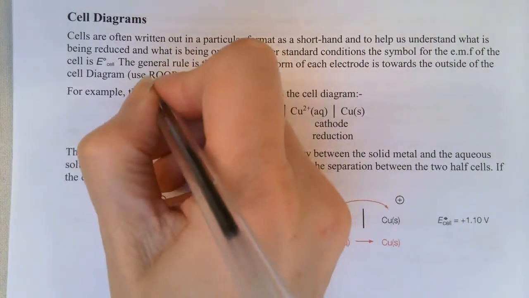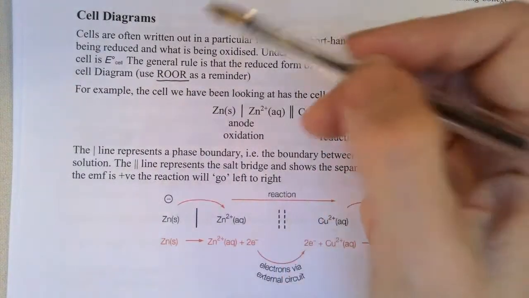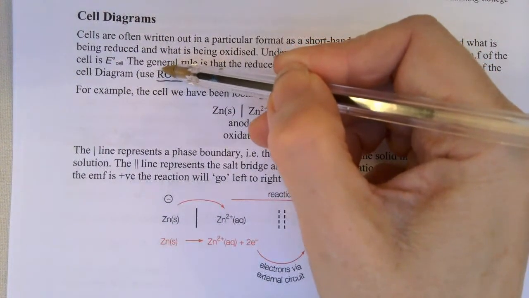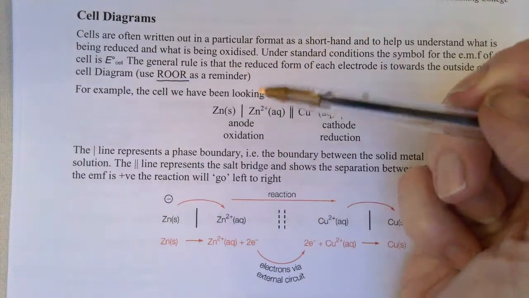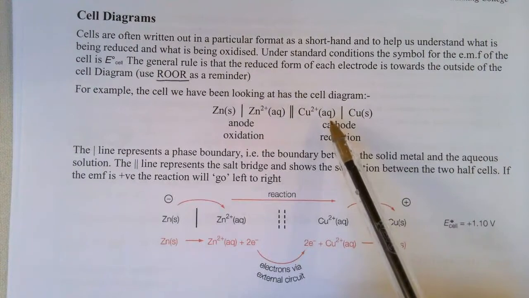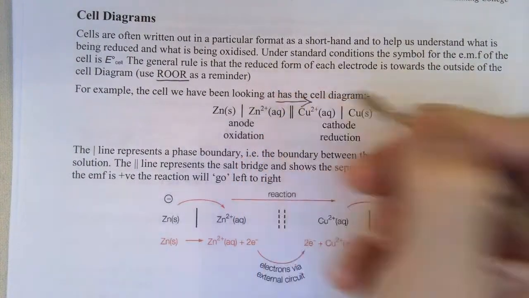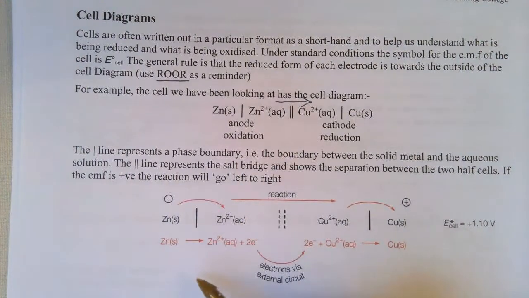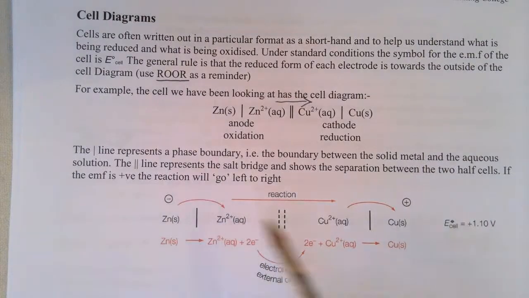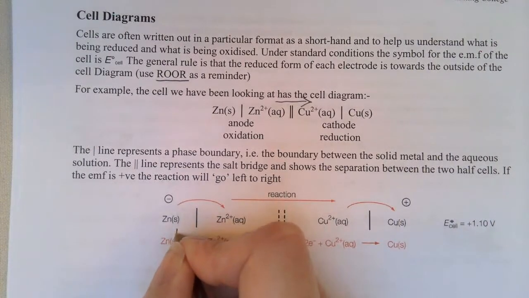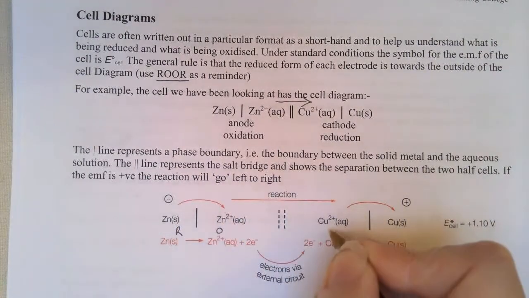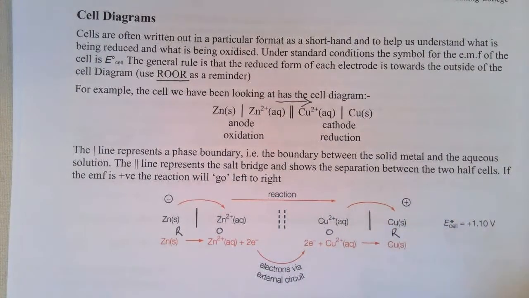So we use ROR as a reminder of what's going on. We take our reduced state of one electrode and turn it into the oxidized state, and then we take the oxidized state and turn it into the reduced state. So in other words, it's a bit like reading a balanced stoichiometric equation. You read it in that direction. So in this case, the zinc solid is being oxidized to zinc 2+, and the copper 2+ is being reduced to the copper. So we have our reduced state going to our oxidized state, and our oxidized state going to our reduced state.